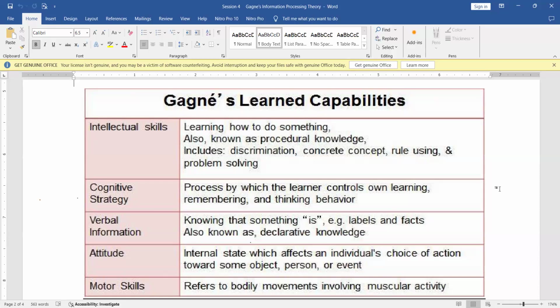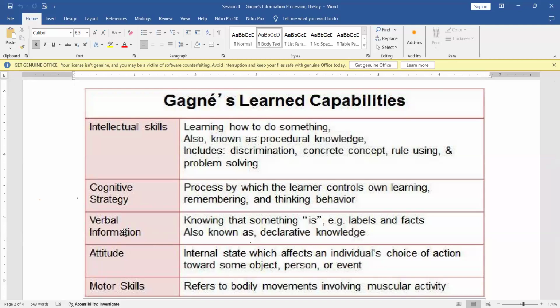We'll start with the easiest one. Verbal information from the cognitive domain. Verbal information. Knowing that something is, labels and facts, also known as declarative knowledge. Verbal information means, if I ask you what are the 4 stages of cognitive development by Piaget, you can tell me. What is the capital city of Sri Lanka? You can tell me. Right? There is a doctor murdered in India very recently. What's the name? You can tell me. Right? They are all verbal information.